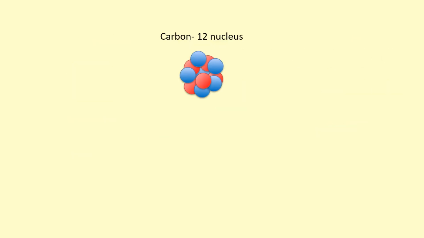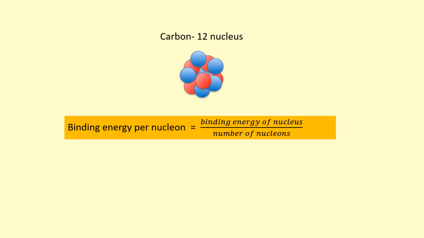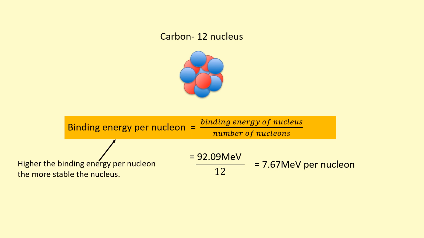Okay, another useful number is called the binding energy per nucleon, which is just the binding energy of the nucleus, which we calculated a minute ago, divided by the total number of nucleons in that nucleus. So in this case, we've got a binding energy of 92.09 mega electron volts, and there are 12 nucleons inside it. So we get a binding energy of 7.67 mega electron volts per nucleon. And this binding energy basically tells us how stable the nucleus is. The higher the binding energy, the more stable that nucleus is.